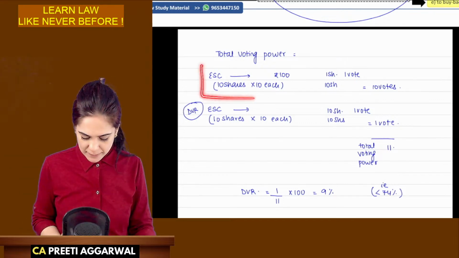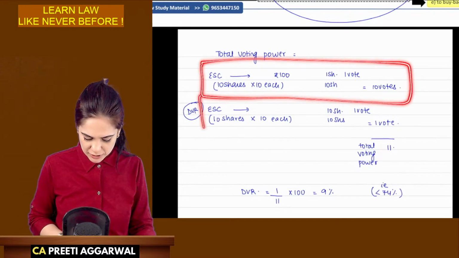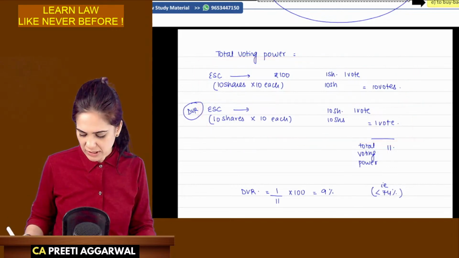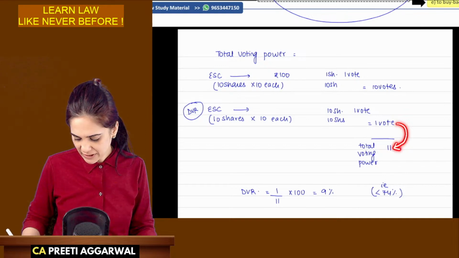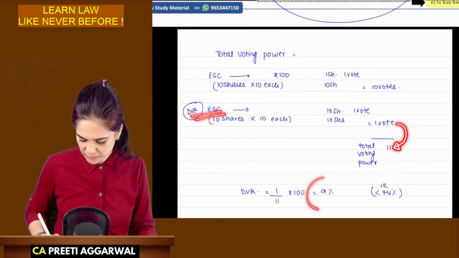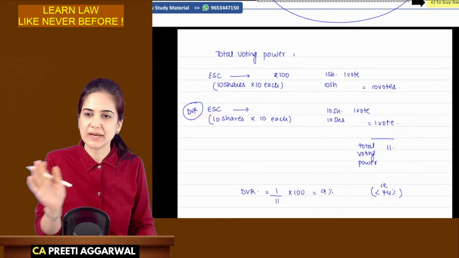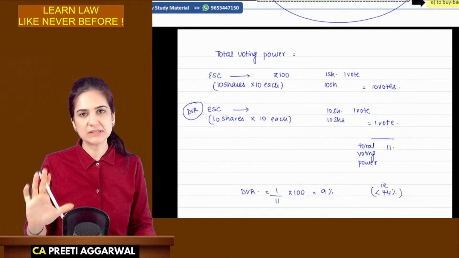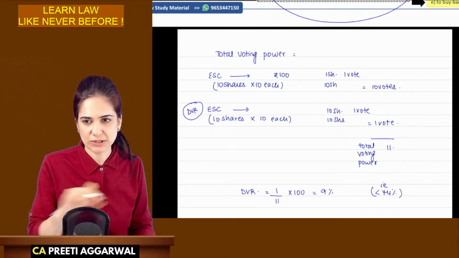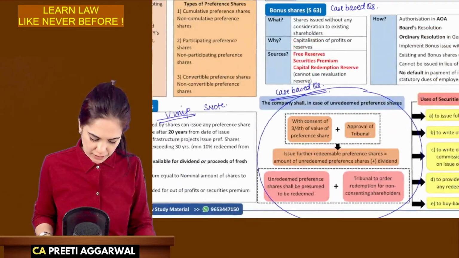This is the voting power for the normal shares, for equity. So the total voting power is 11. 1 out of 11 is the voting power with DVR, which comes to 9%, and that is less than 74%. The issue of DVR is within limits. Okay, so this is how you will calculate total voting power.